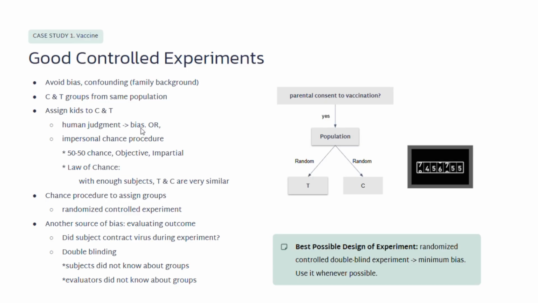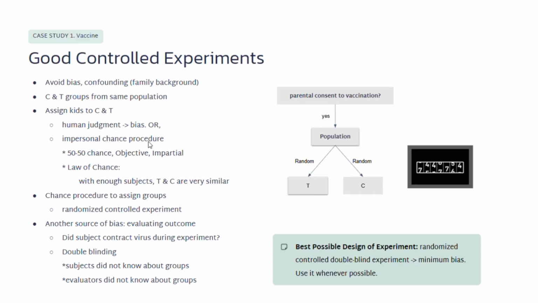However, we know from experience that human judgment always results in bias. So the best way is to rely on impersonal chance, and this is why we call it a randomized controlled experiment. So a controlled experiment can be randomized or non-randomized.